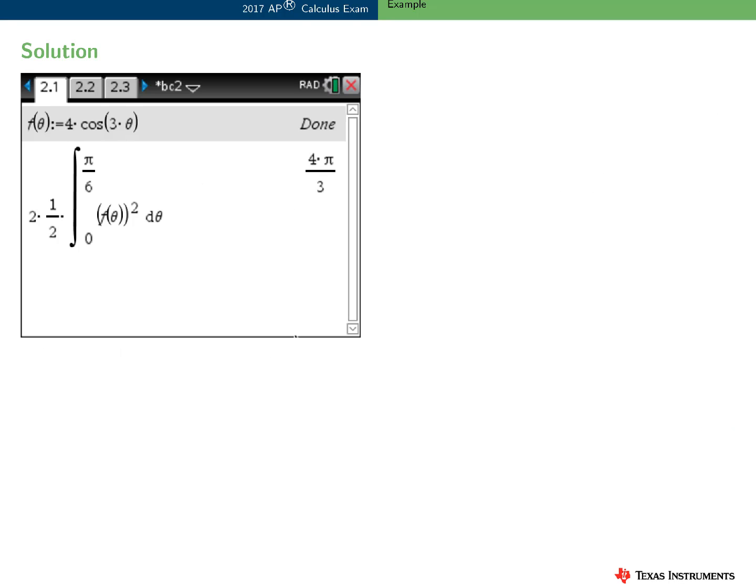And here's a technology solution to this example. I used the TI-Nspire to find the exact symbolic answer.